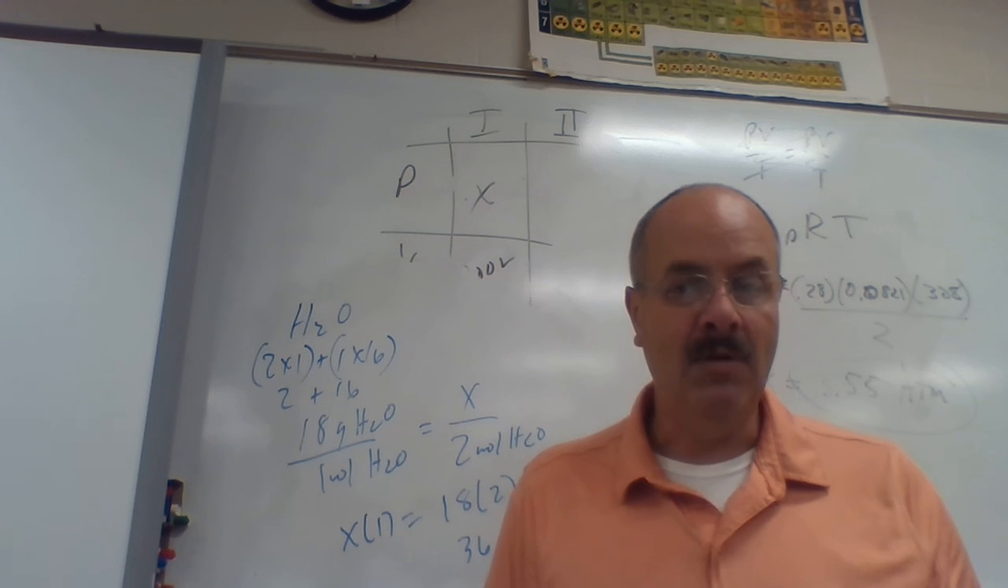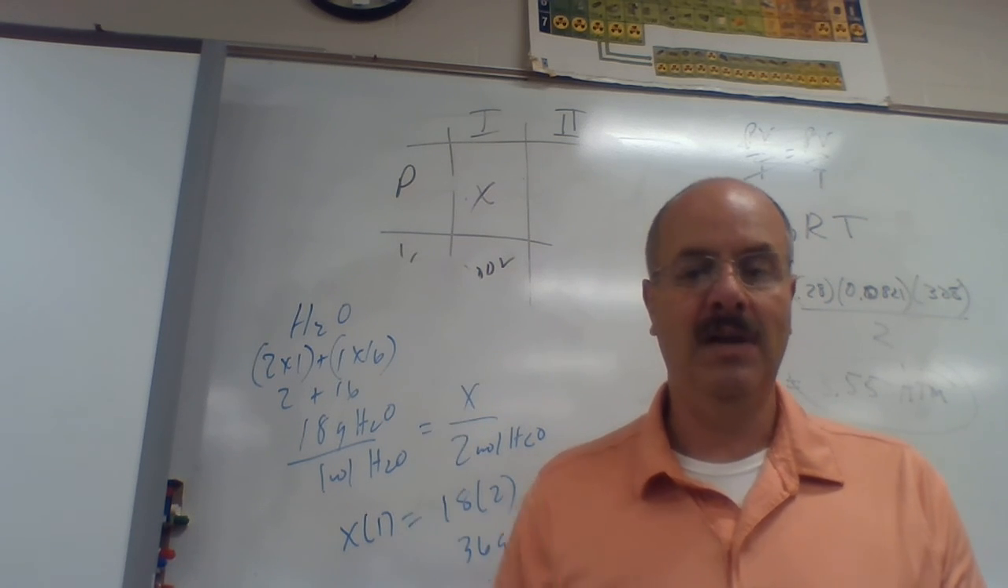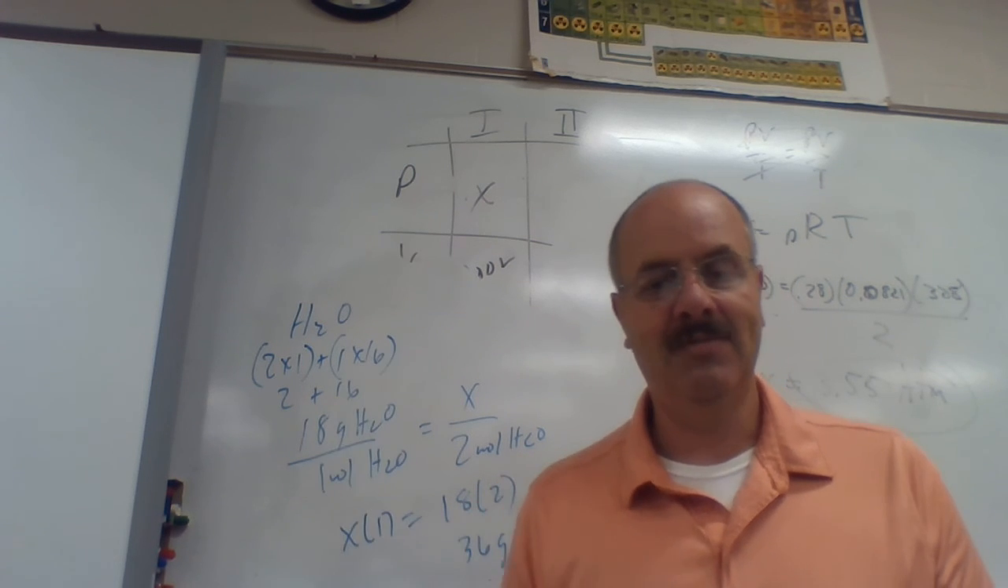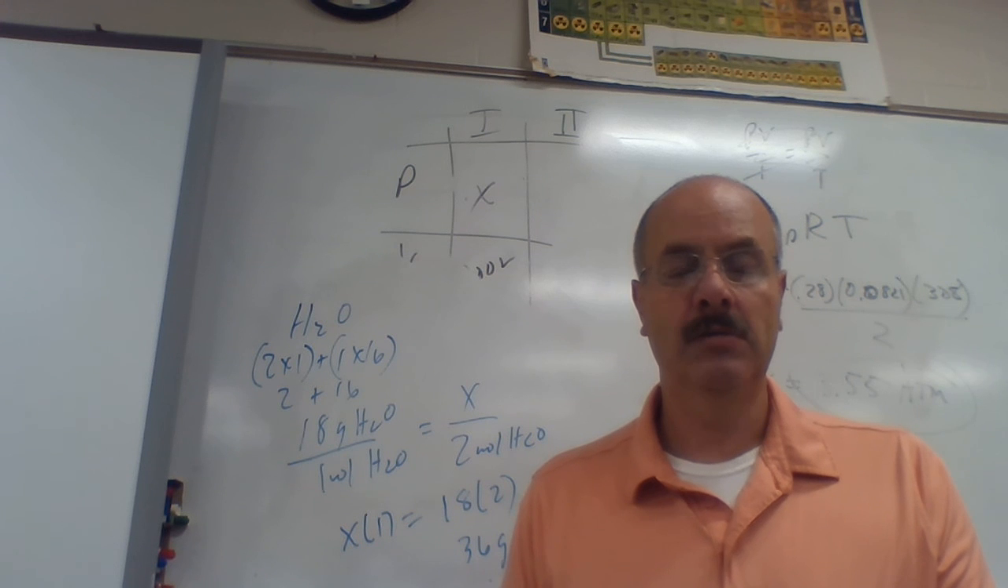All right. Now, when I did that, if you're really good in math, you probably figured that out before I did. And so, yeah, that's like 36. I can figure that out. But what if we had 7.3 moles?